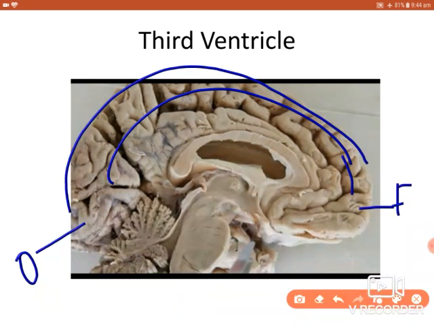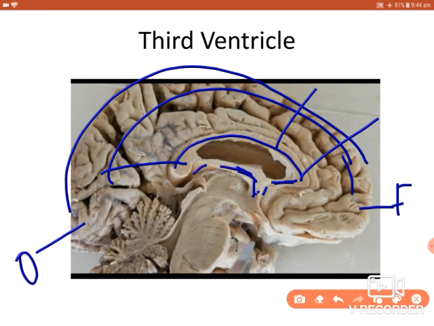Here in the center, you can see the corpus callosum. Here this is the genu, body and splenium of the corpus callosum. This is the rostrum. This is the anterior commissure. These are the columns of the fornix. This is the body of the fornix. Here there is the crest of the fornix. The septum pellucidum is removed here. So you can clearly see the lateral ventricle.